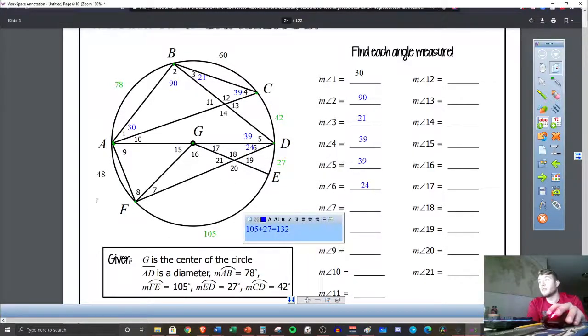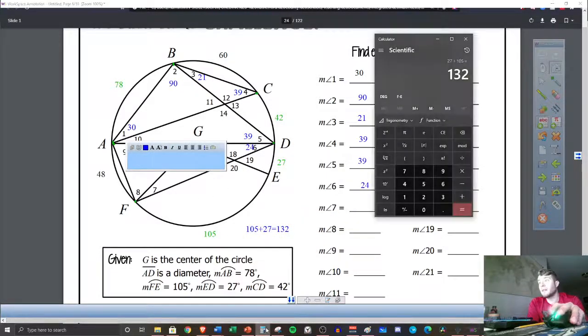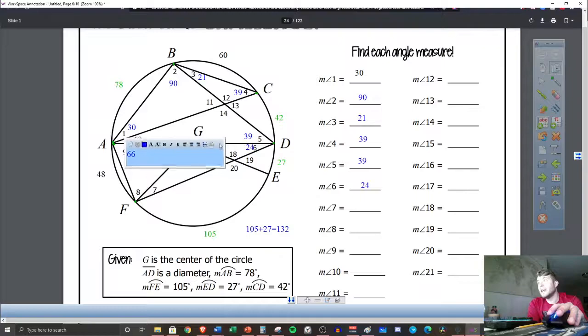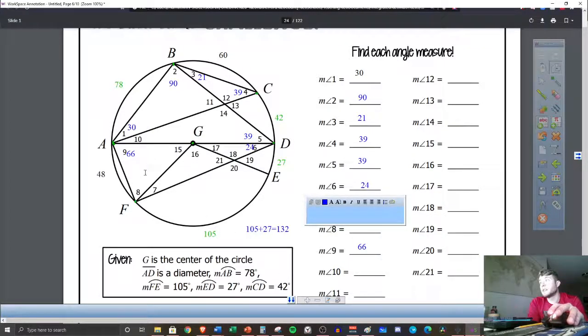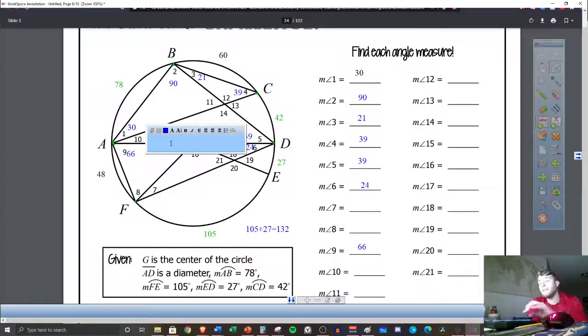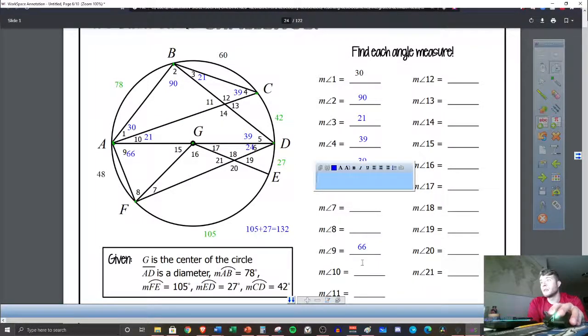That is the arc measure of F to D, minor arc FD. So we know that this has to be half of that. So what's half of 132? 66. So this has to be 66. And that, by the way, is going to probably play a role in finding the rest of these. But we'll move on. We'll go to number 10. Number 10 is the inscribed angle CAD, which is intersecting this CD arc, which is 42, so it has to be half of that, so 21. 21 goes right there. Okay, so we got that, 21.